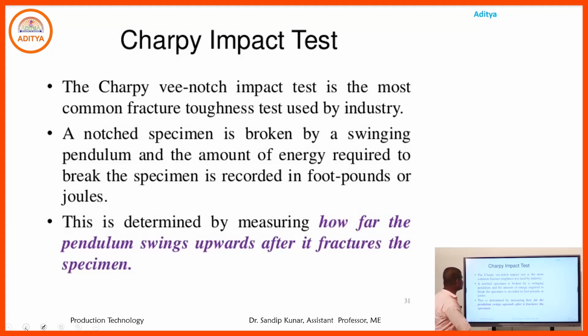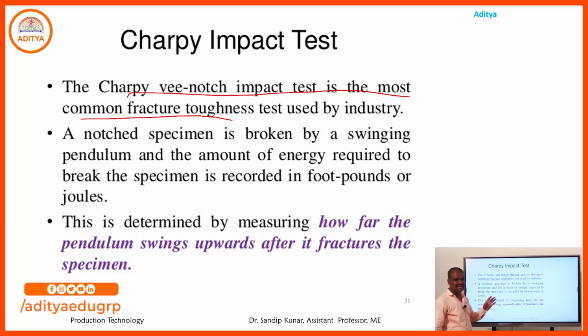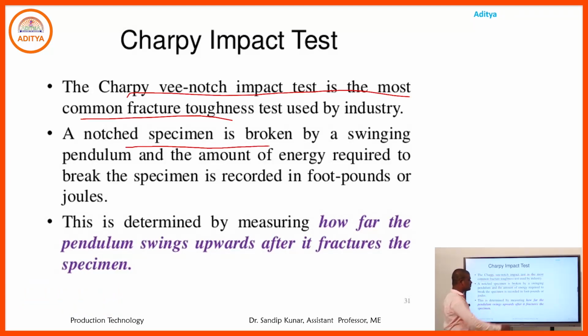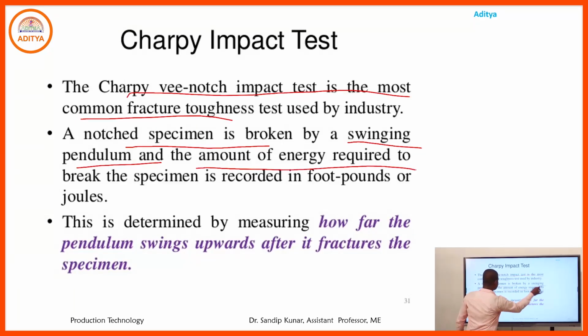The Charpy V-notch impact test is the most common fracture toughness test used in industry, and using that test we decide the toughness data. A notch-type specimen is broken by a swinging pendulum, and the amount of energy required to break the specimen is recorded in foot-pounds or joules.